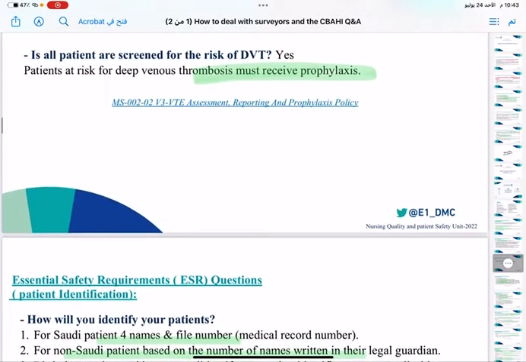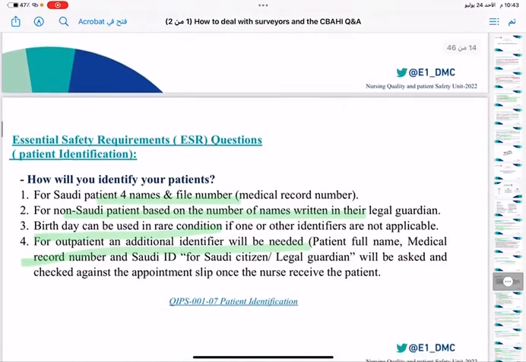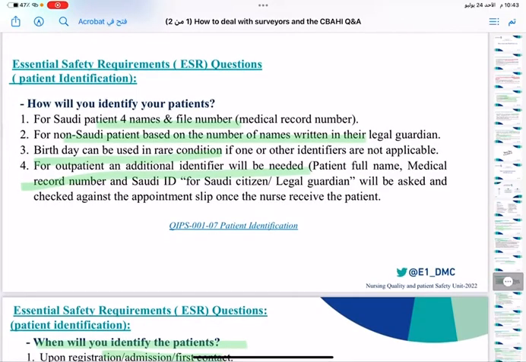For the DVT form, it is there, applied by the doctor. At admission time, it is screened and kept in the file. You just check it when the patient is admitted into your department.